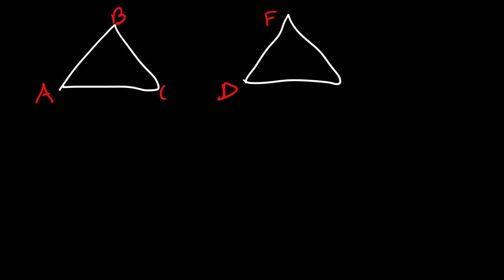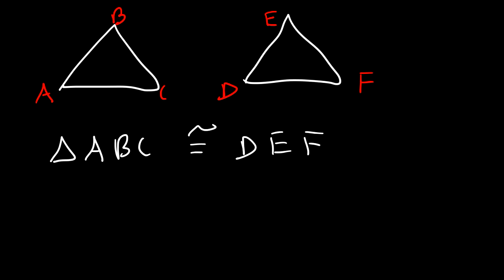Now consider these two triangles. Let's say the first one is triangle ABC, and the second one DEF. Once you prove that two triangles are congruent, let's say ABC is congruent to DEF, then you could use CPCTC to prove any portion of these two triangles are congruent. So CPCTC is usually the last part of the reasons column in a two-column proof. It basically states that corresponding parts of congruent triangles are congruent.